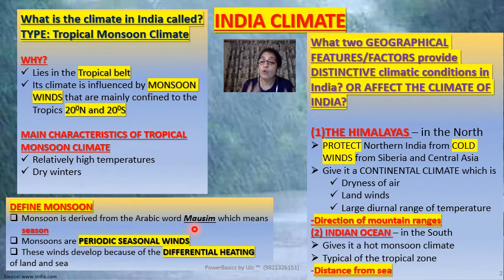Monsoons are, what is a monsoon? Monsoons are periodic winds. How do these winds develop? We learned last year about sea breeze and land breeze. They develop because of the differential heating of land and sea. I will explain this as we go along in this part 1. Don't worry. Just keep these concepts in your mind.